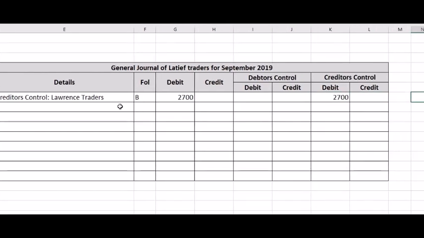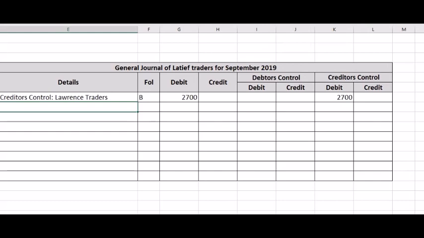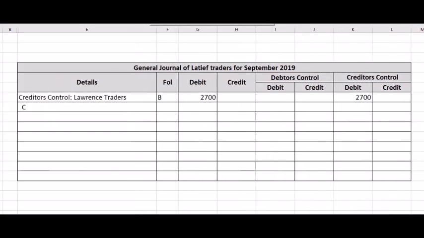And then we will have to go and credit creditors control of Loubser Stores, because that's the creditor that we actually bought the stock from, 2,700 Rand, and it will go to the credit side of creditors control. So I want you to notice that creditors control will be affected on the debit side and on the credit side. In other words, our total journal debits increase and our total journal credits increase.